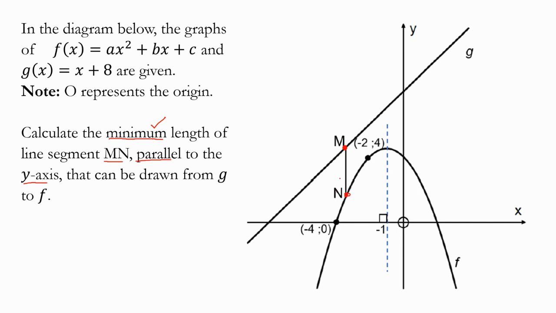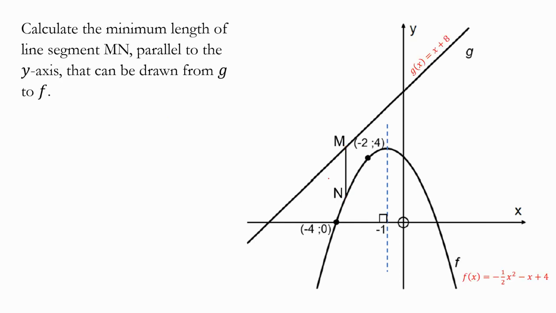And then we are going to differentiate, find the derivative of that difference, and get the x value. That x value we substitute into the difference function to get that minimum length. Right, let's try to do it. The first part is to find MN, which is g of x minus f of x.